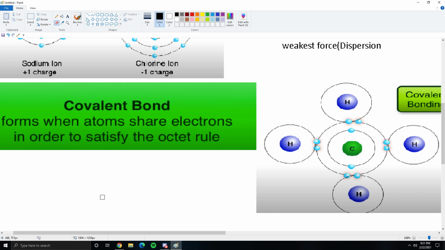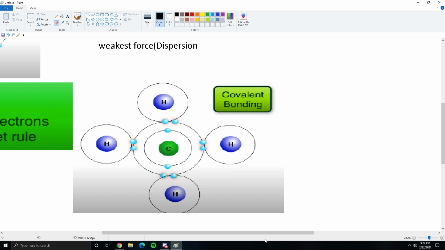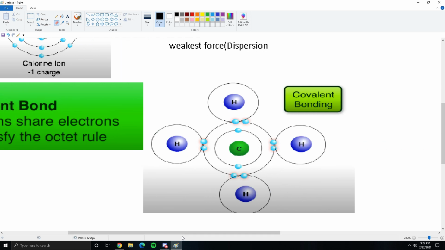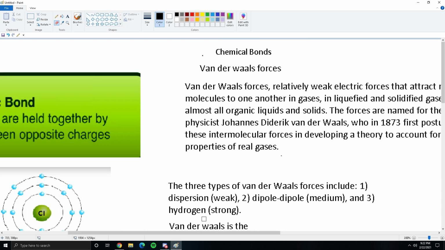Covalent bond forms when atoms share electrons in order to satisfy the octet rule. So this is an example. Whenever hydrogen, so this is a random element, right? If hydrogen bonds into it, it's called a covalent bonding because hydrogen is one of the most important elements. So it basically works for everything. Not every element, but it just converts together to become a covalent bonding if you add a hydrogen to any element.